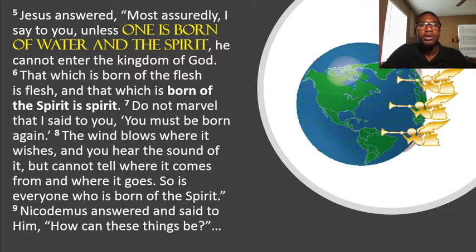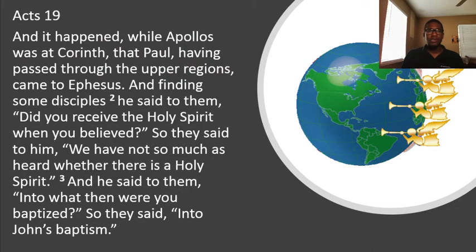Unless, of course, you are in the case of the thief on the cross. You may receive the Holy Spirit and not be baptized by water. But if it is not in a specific condition, then you need to have both of them. It is essential. That's how much God is emphasizing water baptism and the Holy Spirit.